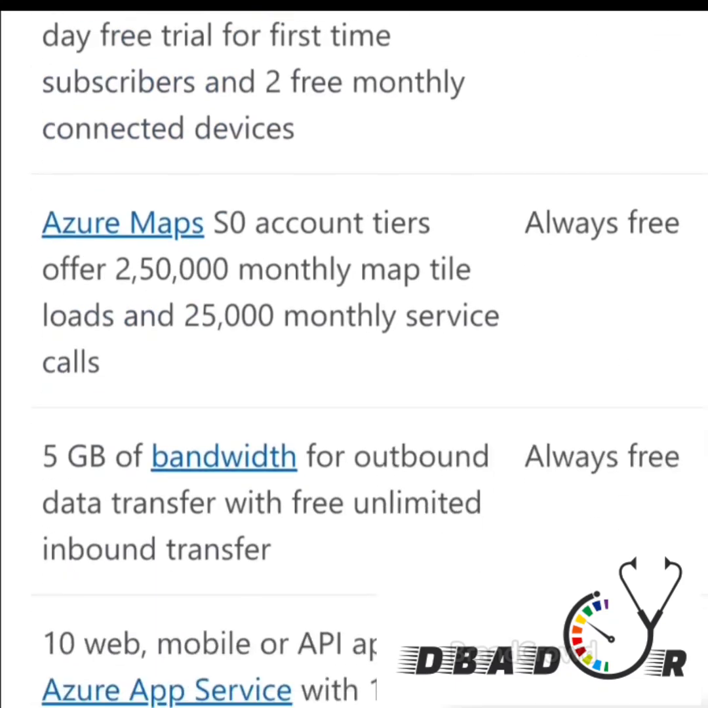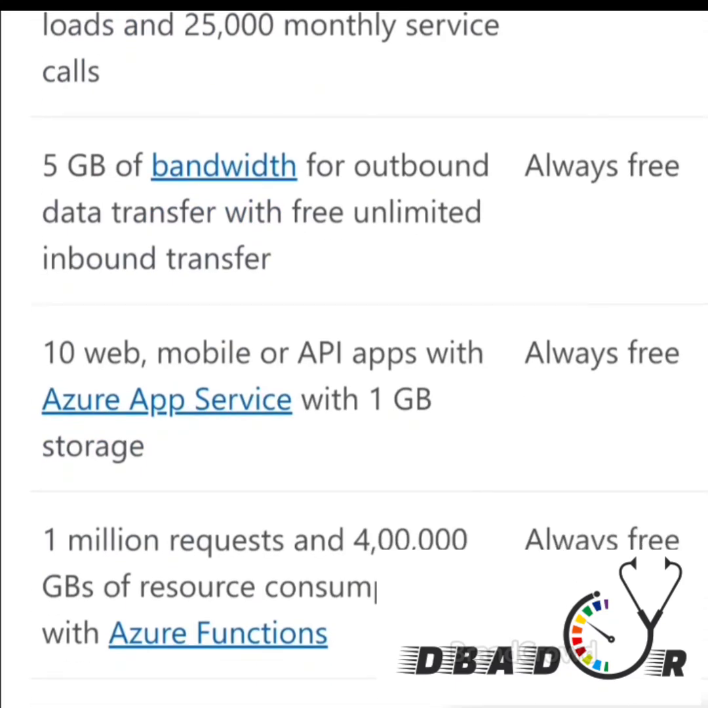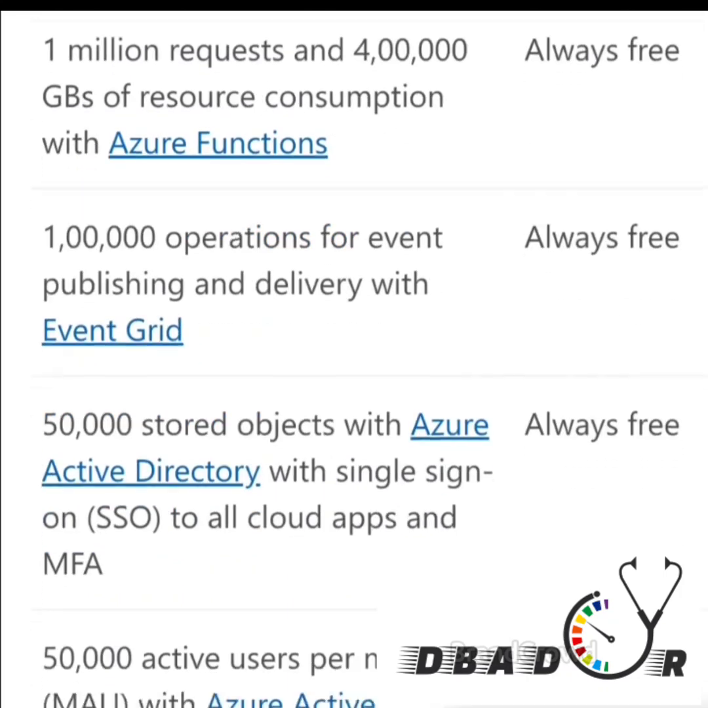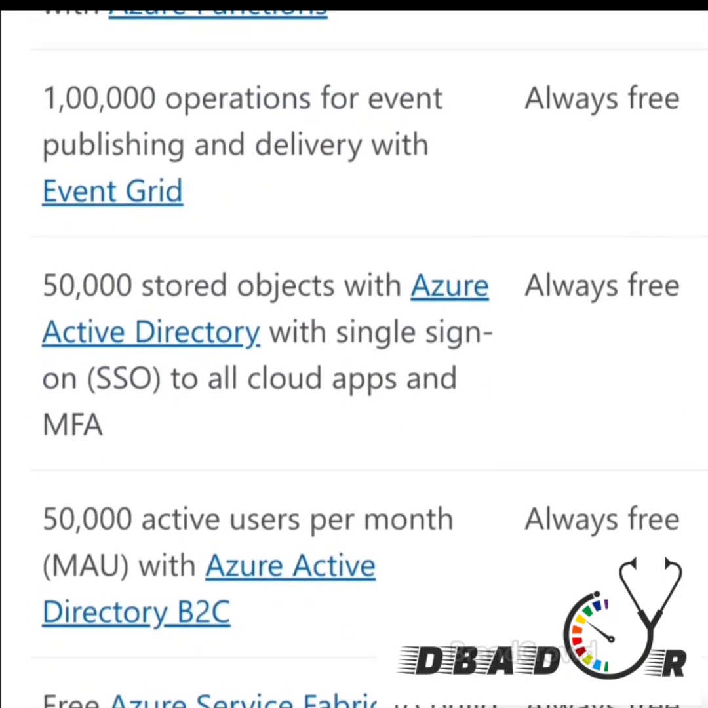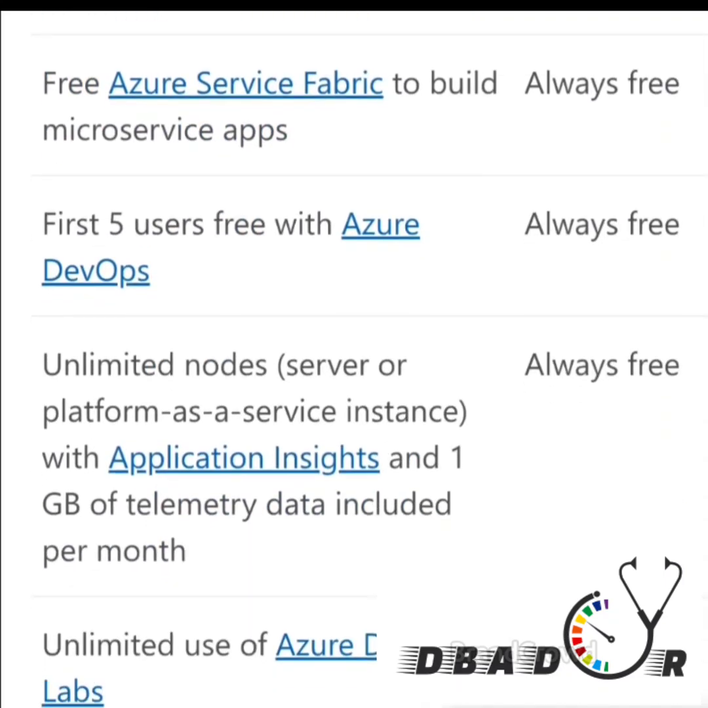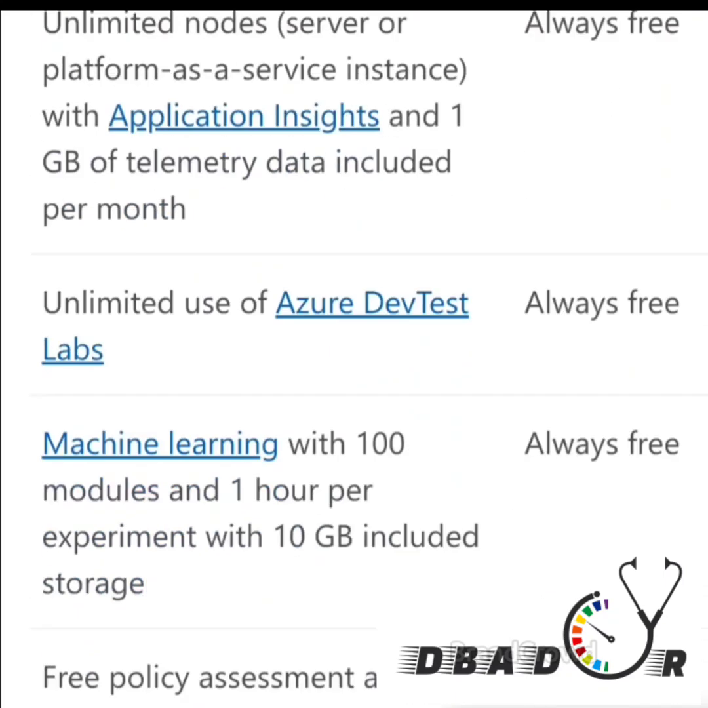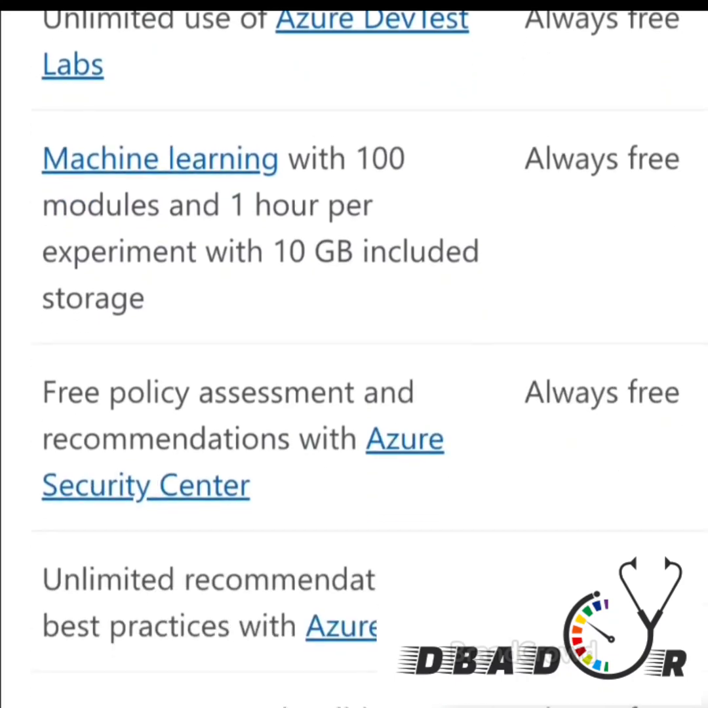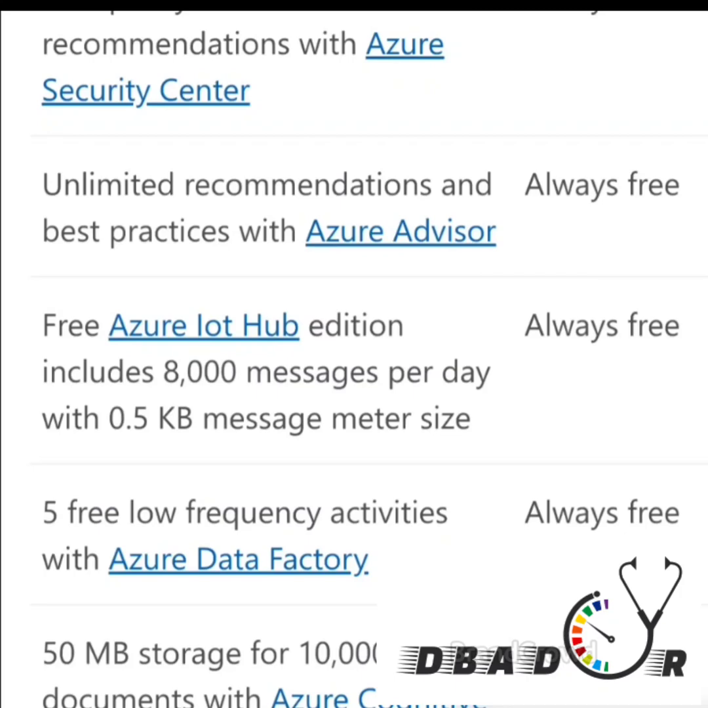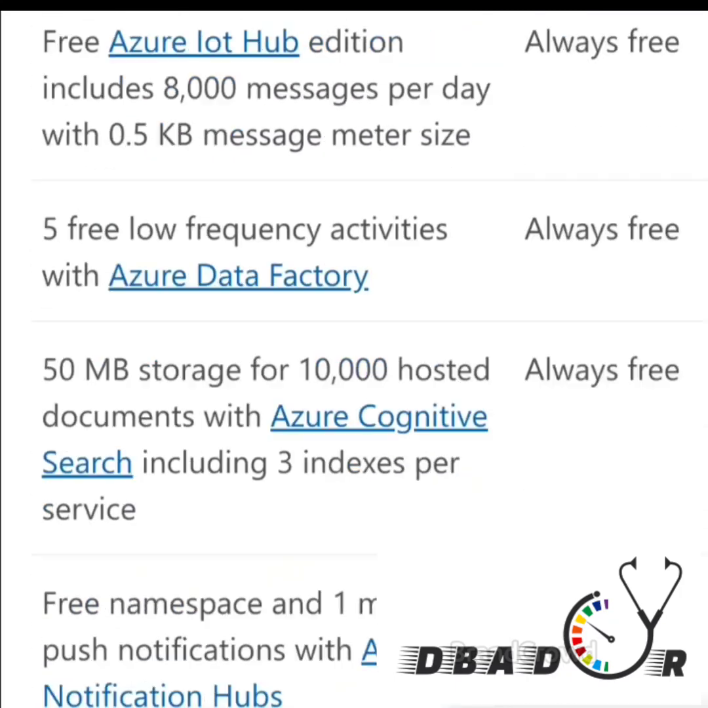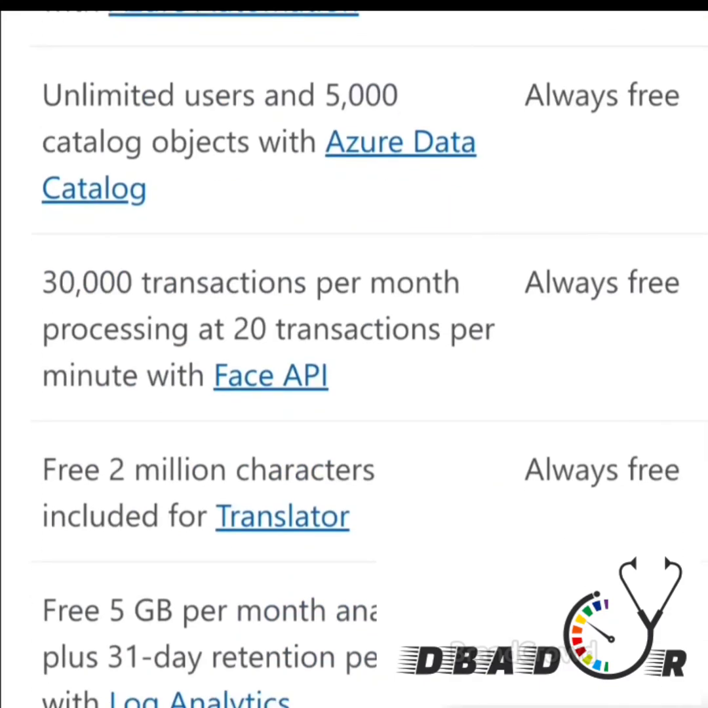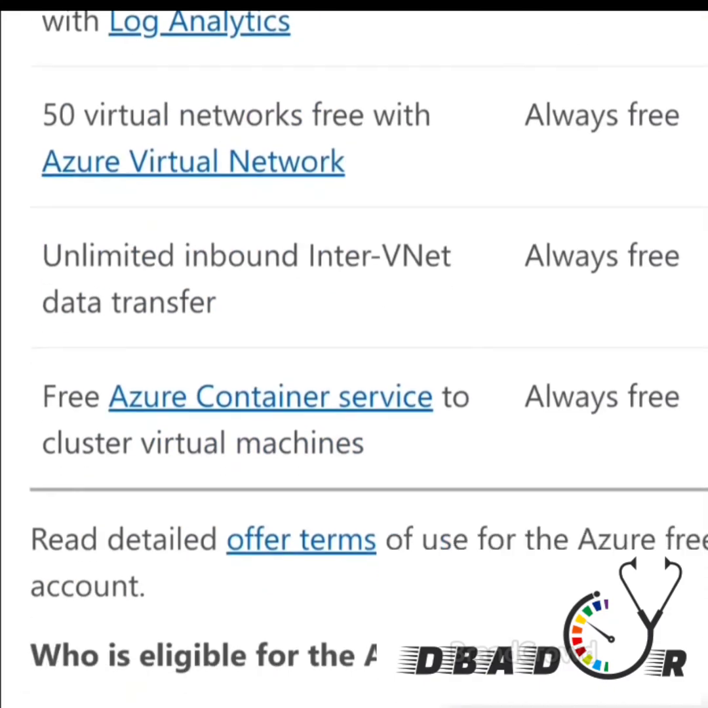Okay, those services are like Cosmos DB, IoT Central, Azure Maps, bandwidth inbound and outbound 5 GB, Azure App Service, Azure Functions, Event Grid, Azure Active Directory, Azure Active Directory B2C, Service Fabric, Azure DevOps, Application Insights, Azure DevTest Labs. Like that, we have some free services from Azure. You have to keep those things in mind and take them.